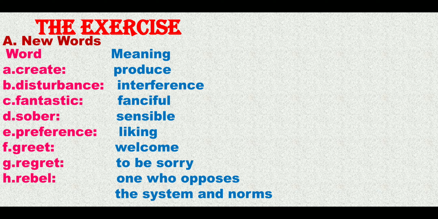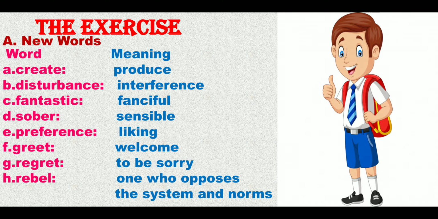Now the exercise. New words first. Words and meanings. Create means produce. Disturbance means interference. Fantastic means fanciful. Sober means sensible. Preference, liking. Greet means to welcome. Regret, to be sorry. Rebel, one who opposes the system and norms.